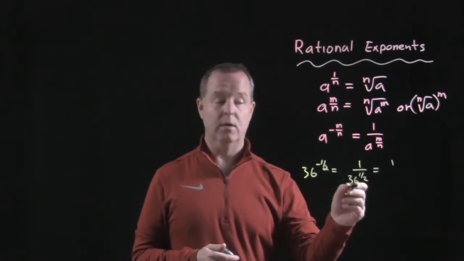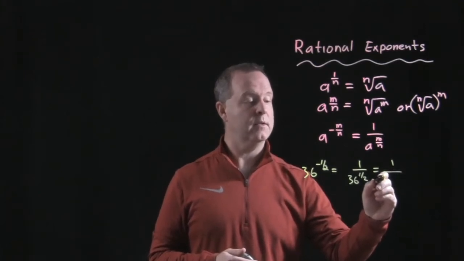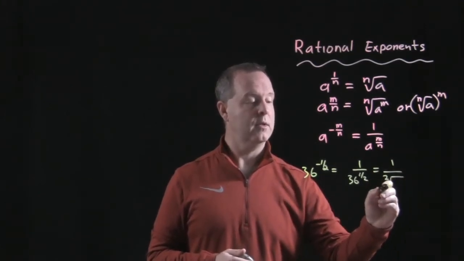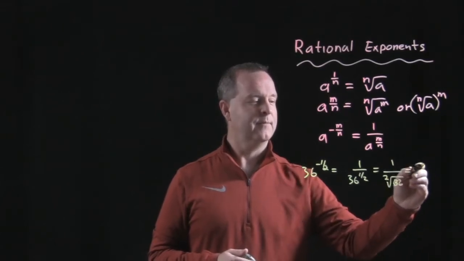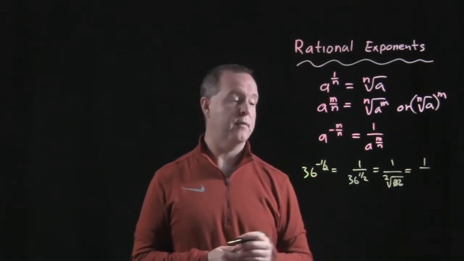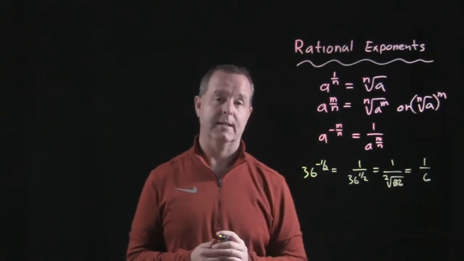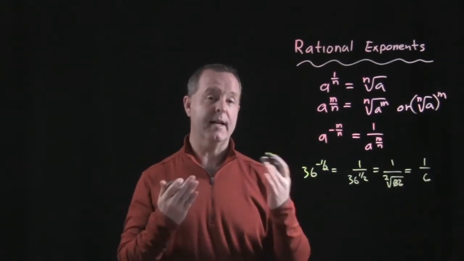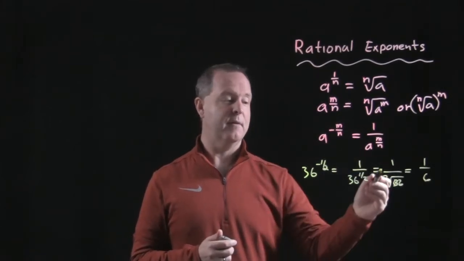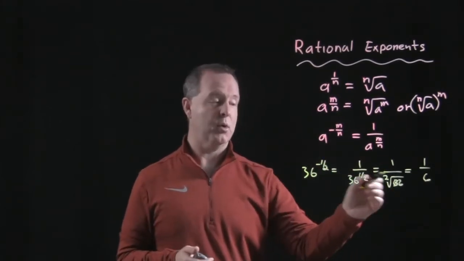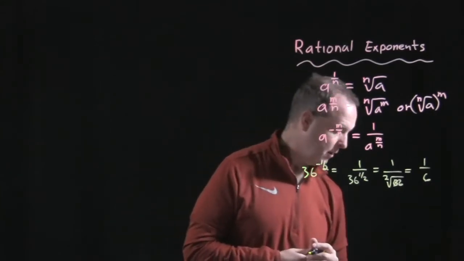This is exponent world. We can rewrite that in base world or in radical world, which is the square root of 36. And that becomes 1 over the square root of 36, which is 1/6. So 36 to the negative 1/2: deal with the negative first.